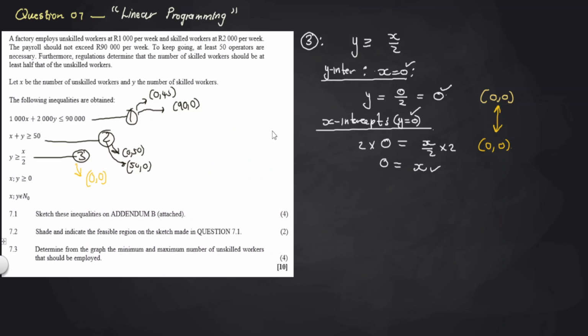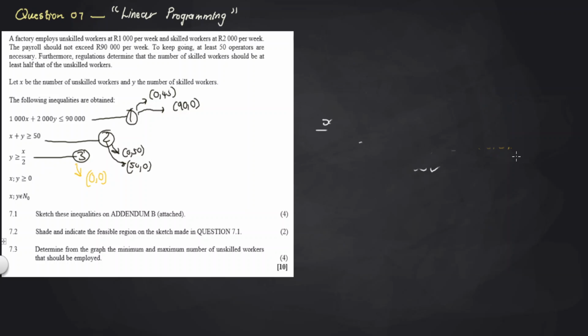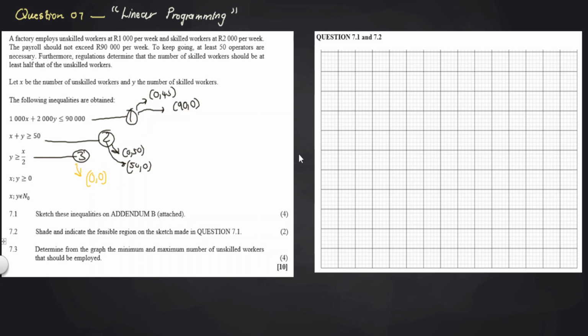So let me hide this. Okay, so these are my constraints. I need to erase this part. There we go. Okay, so we come to this side.